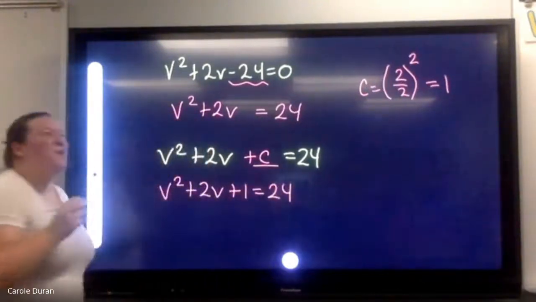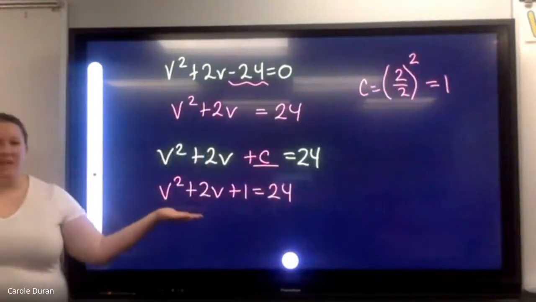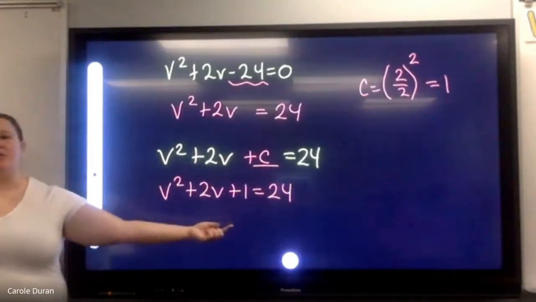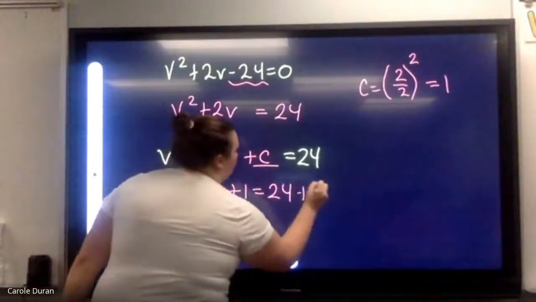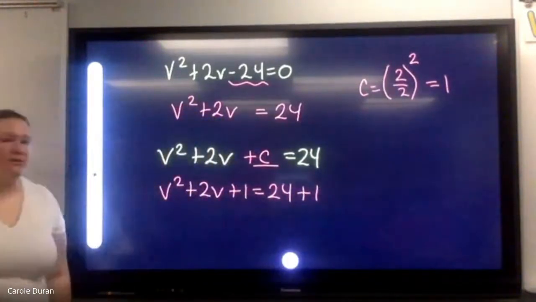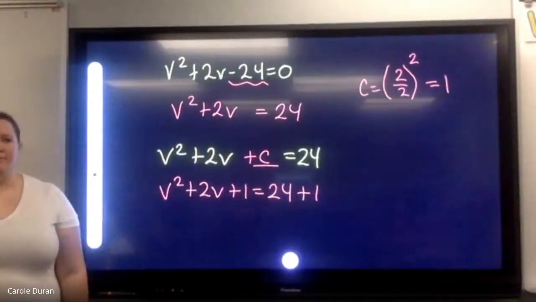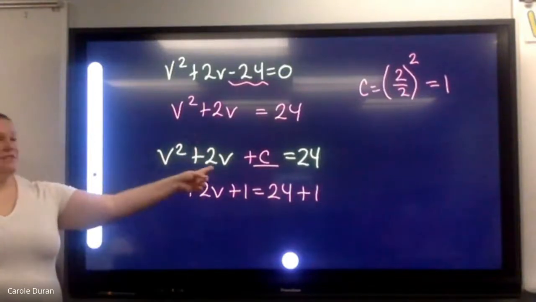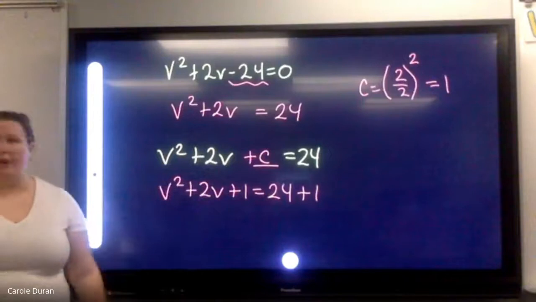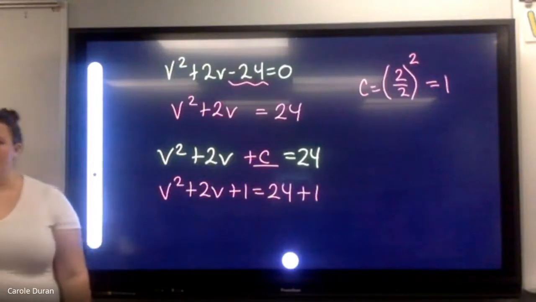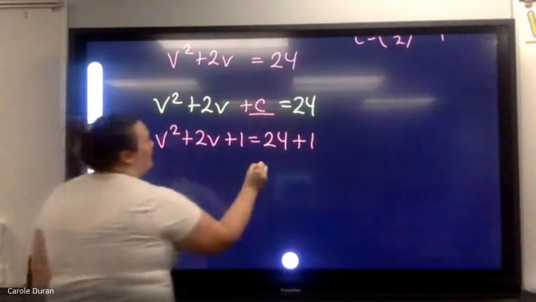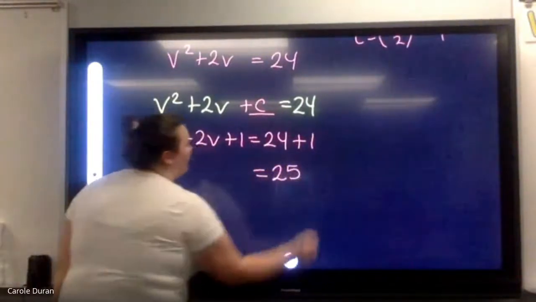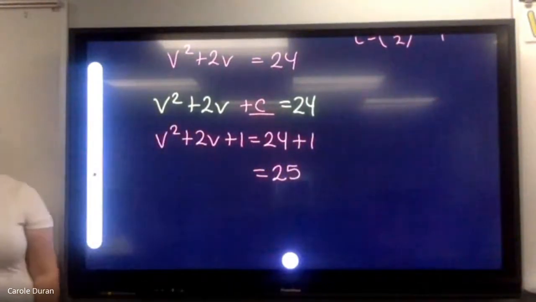What I do to one side of the equal sign, I also have to do to the other because it keeps my equation in balance. So because I added 1 on the left, I also have to add 1 on the right. Will your C value always be half of this term squared? It will always be half of this term squared, every single time. Hold on, we're getting there. My right side becomes 24 plus 1, which is 25.